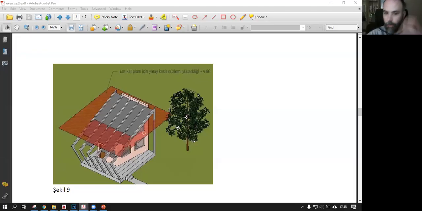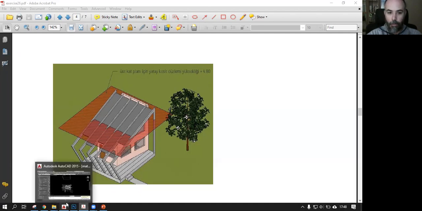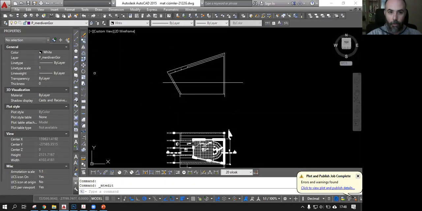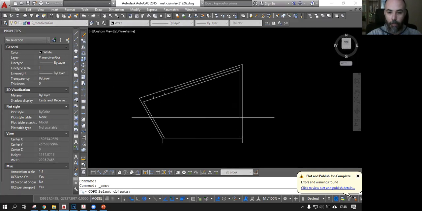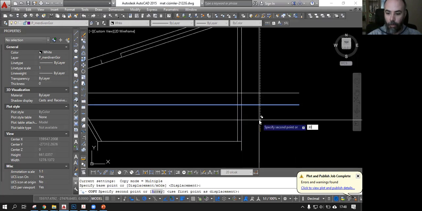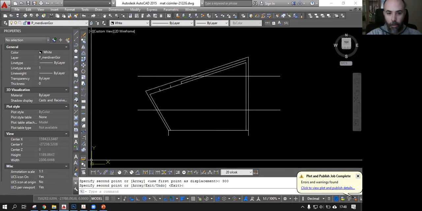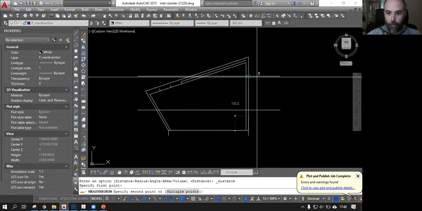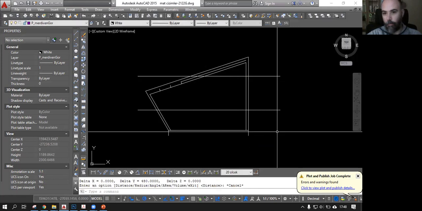Now let's draw the first floor plan. First of all, we need to understand that the height of the horizontal cutting plane is elevated now. It's plus 4.80. Let's do this over our partial south elevation. I need to raise it 300 centimeters to find the total 4.80 meters.